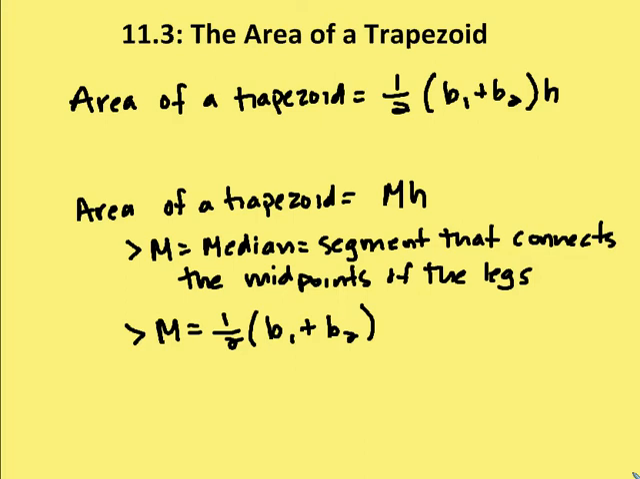And the median is just the segment that connects the midpoints of the legs. So if we take a look at the two equations for the area of a trapezoid, we notice that the median can be replaced for 1/2 of the sum of the two bases. So essentially the median is just the average of the bases.